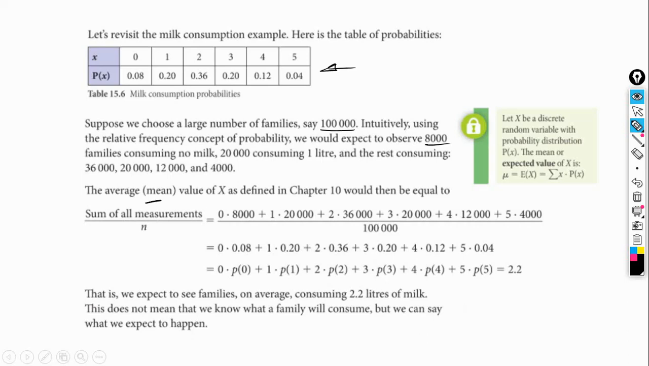So the mean value of X as defined in Chapter 10 would be this, right? But that is the same as multiplying the amount of liters times their probability. And in the end, we're going to get 2.2. So that means that we expect on average to see families consuming 2.2 liters of milk. Now, that does not mean that we know what a family will consume, but we can say that that is what we expect to happen.